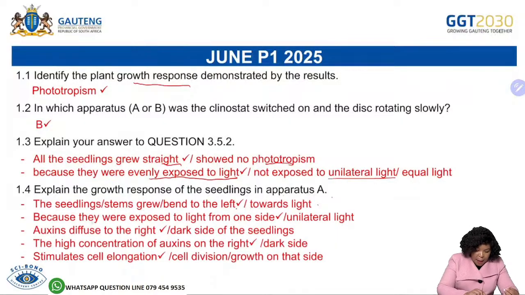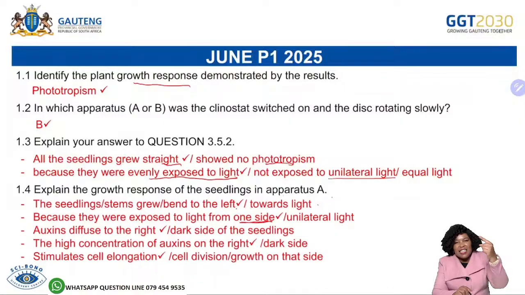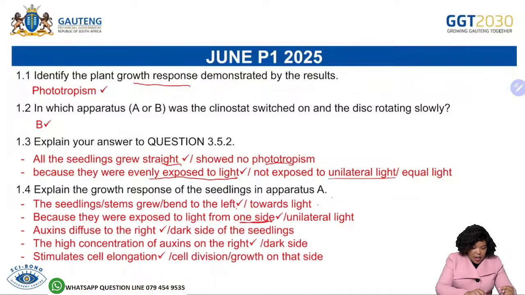And then you say, because they were exposed to light from one side. Remember that light was coming from that opening on the box. So it was unilateral light. There was no light that is coming from any other source. Then the auxins, now you are telling us what was the effect of that. The auxins diffuse to the right.